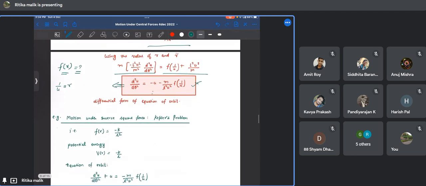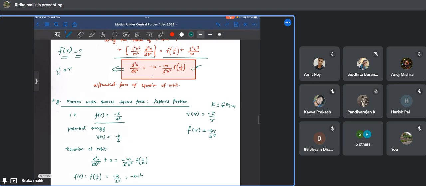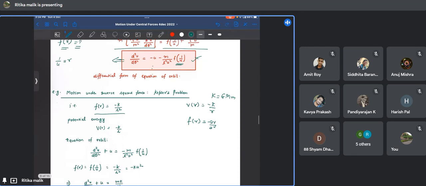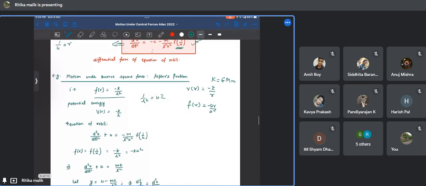For example, you are given a potential V of r which is equal to minus k by r, which is the Kepler potential with k equal to G capital M small m. Your force will be minus del V by del r, so it will take the form of minus k by r square. So for F r, you just replace it by minus k by r square, and 1 by r square is replaced by u square. Just put all these values in this equation.